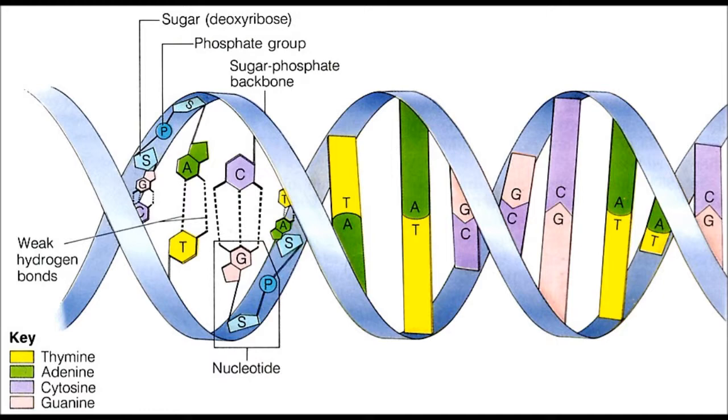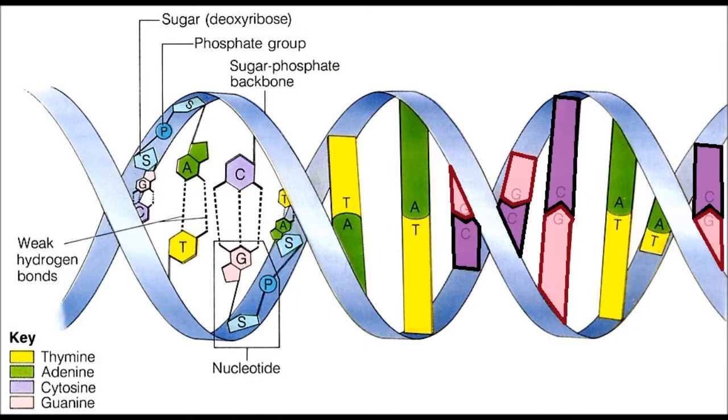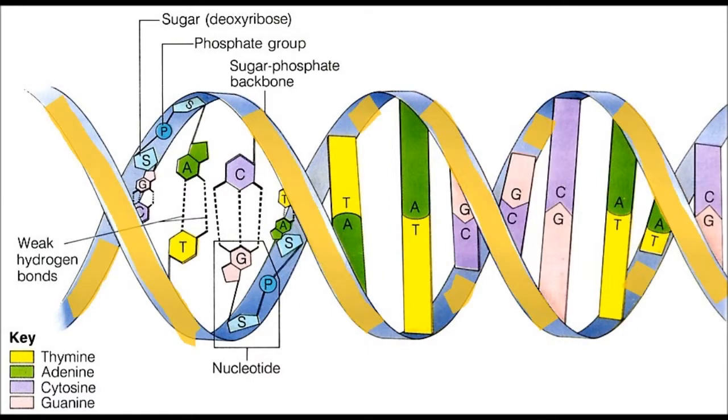The rungs of the DNA ladder consist of 4 chemicals: adenine, which pairs with thymine, and guanine, that pairs with cytosine. The sides of the ladder consist of alternating sugar and phosphate units. Well, that explains what DNA is, but the better question is, how does it work?